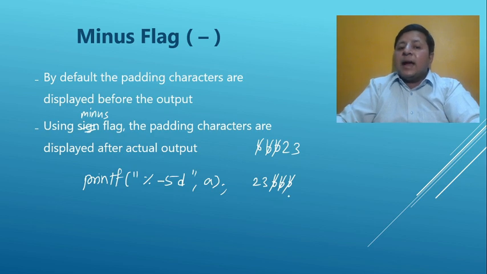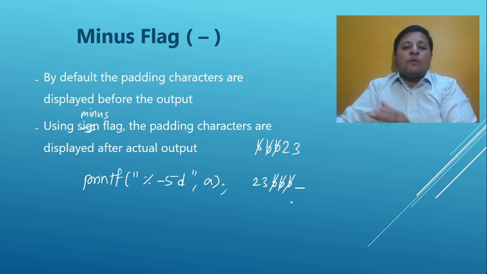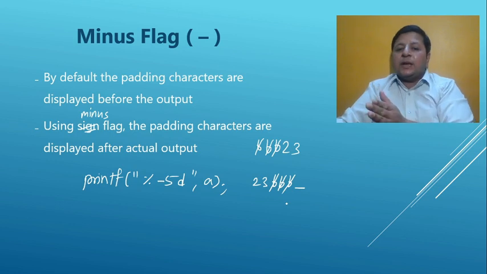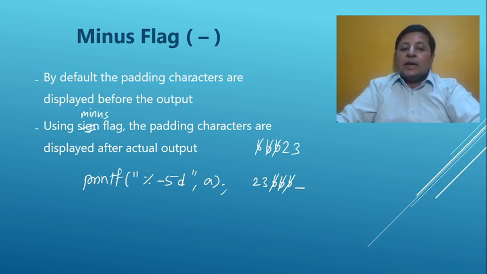Yes, you can very well anticipate that by the cursor. You will see the cursor blinking not immediately after 23, but after leaving the appropriate number of spaces. So in short, if at all any output will be displayed further, it will not come immediately after 23, but it will come with the required spaces being left in between. So I repeat again, padding characters are displayed before the output by default.